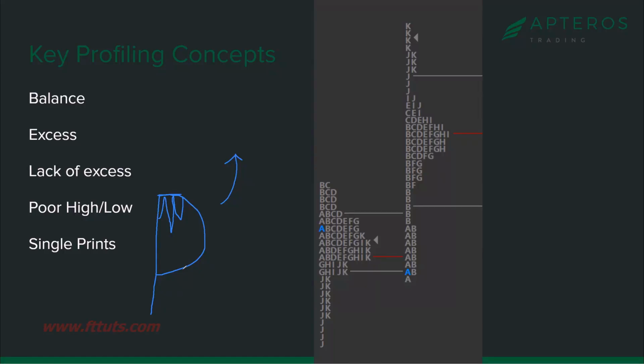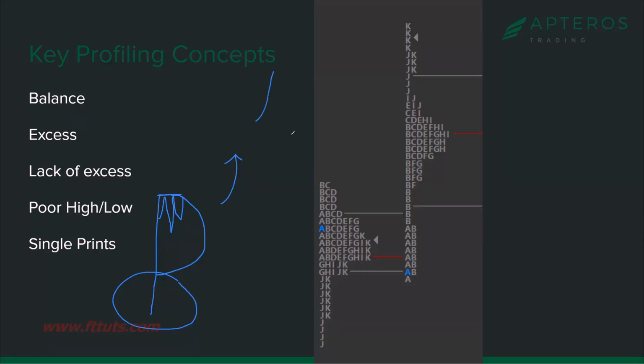A lack of excess is very important because excess signifies where we have what we call kind of a secure, in this case, low, and we would have an unsecure high. It's vulnerable. A lack of excess signifies that the auction process, remember the auction process where we went higher?